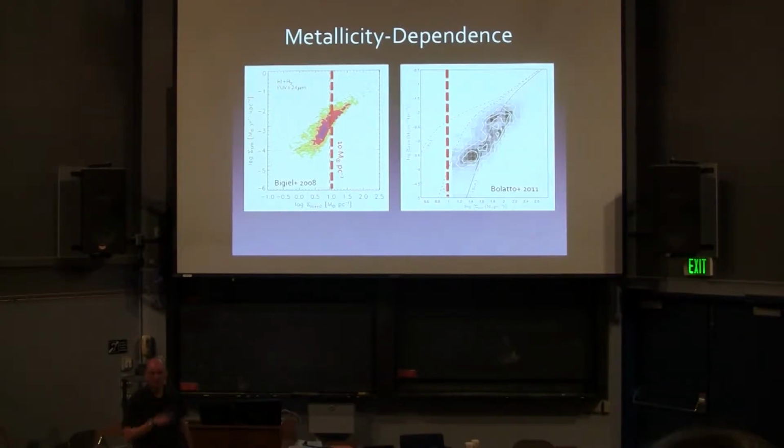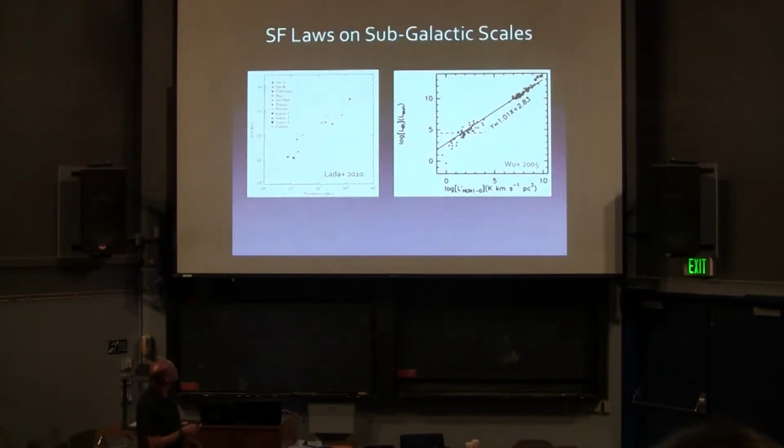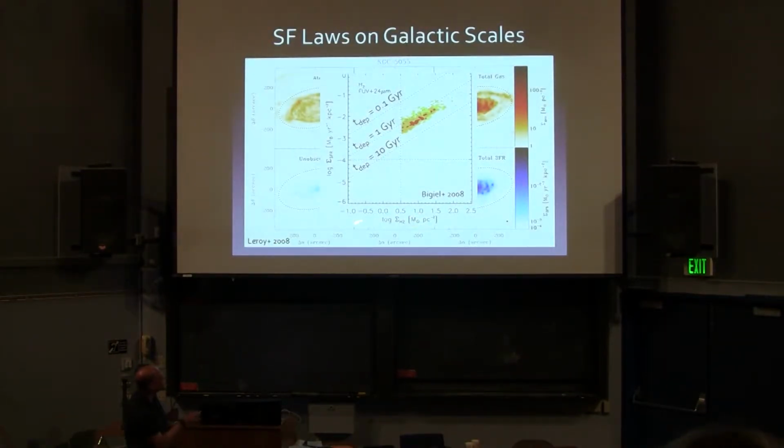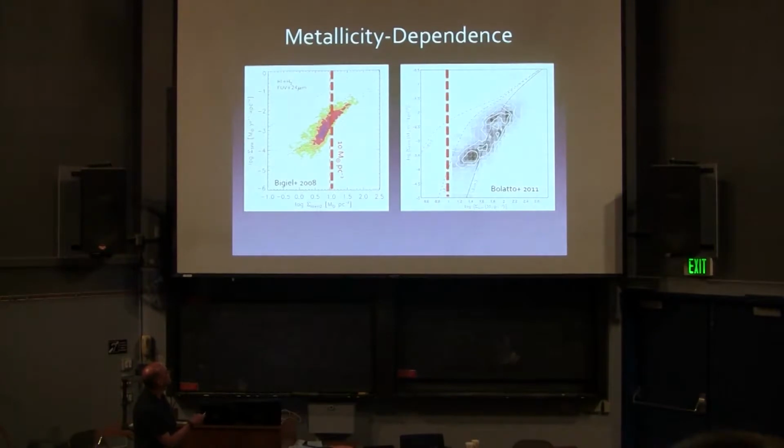Now, there are complications to this picture. I showed you these nice correlations. Here are some complications. Complication number 1, things seem to depend on metallicity. This is the same data I showed you before. Here I showed you H2 surface density versus star formation rate. Now suppose that on the x-axis, instead of putting molecular gas, I just put total gas regardless of what phase it is, atomic or molecular. Then I get this.